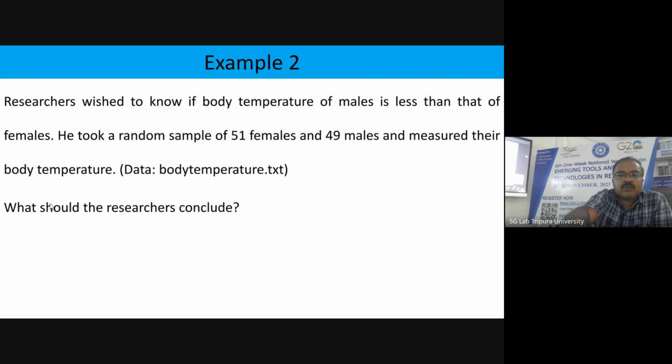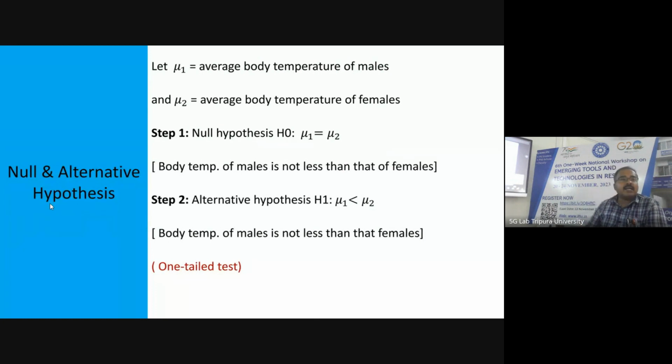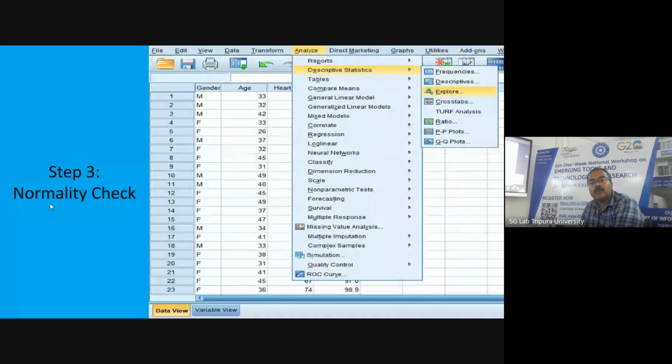If the body temperature of male is less than that of female, that was given in the problem statement. So the alternative hypothesis is basically a one-tailed hypothesis. There is no question of equal to and not equal to. Equal to is there, but the alternative hypothesis you are framing on the basis of the problem that has been stated, where it has been stated that the average body temperature of male is lesser than the average body temperature of female. Now let's see whether the assumptions hold true and the tests are done properly.